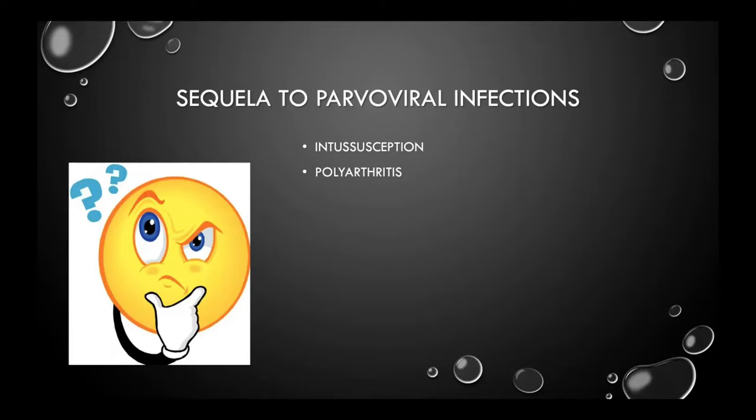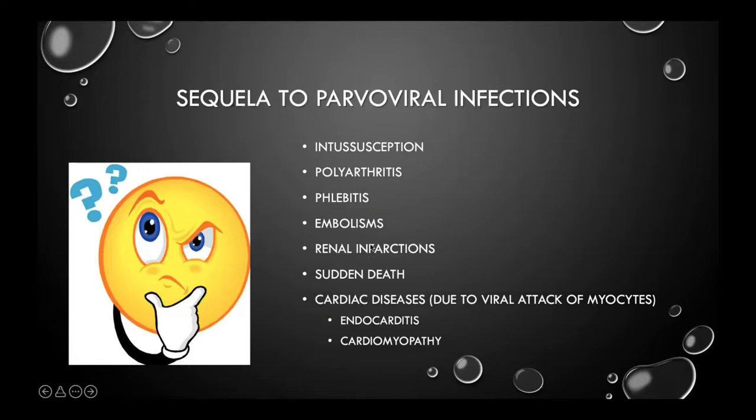As they get older, they can get a polyarthritis. They get phlebitis normally. They can throw an embolism. You can get renal infarctions and sudden death. So it can be frustrating because they're doing good, and then suddenly they're not. Just be aware, even if you do everything you can, it's a virus and it does what it wants. And eventually, some dogs can get endocarditis or cardiomyopathy later on as well.